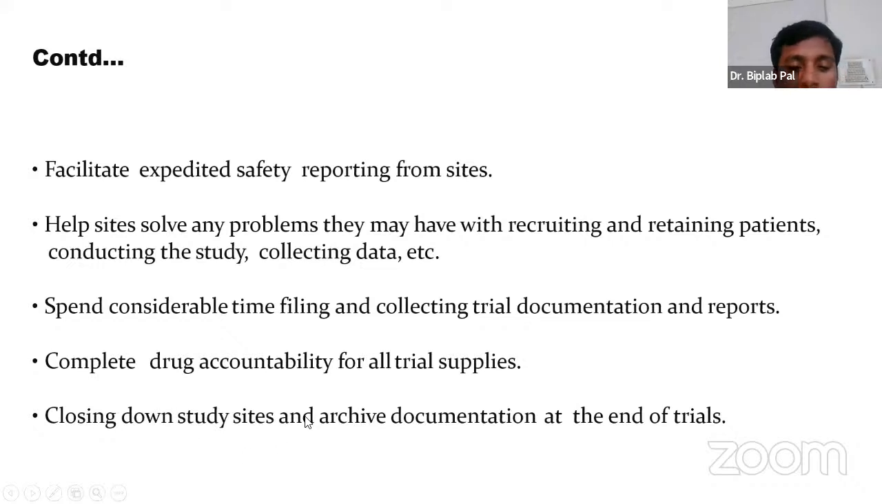Now, closing down the sites and archiving documents at the end of the trial. Once the trial is done and the site is closed, it means no more patients will be recruited at the site. For archive documentation, after collecting all the clinical trial data, the second copy remains at the site for up to 5 years at the hospital. So the PI has to agree that I will store these documents for up to 5 years at my particular site. They will put their signature on the agreement: I will keep it for 5 years, and the clinical trial site is closed.